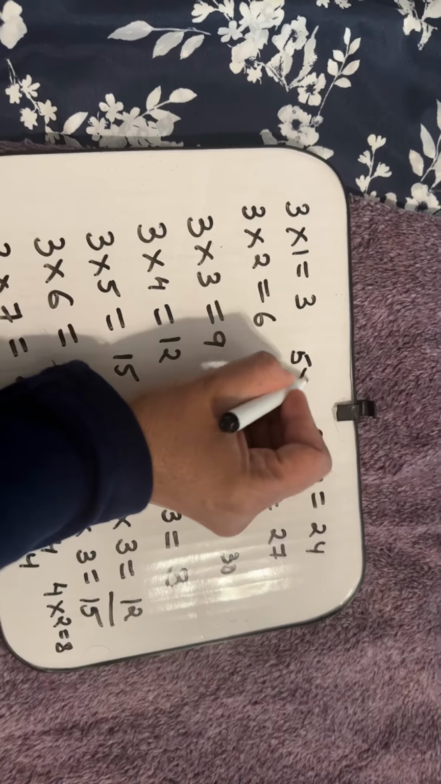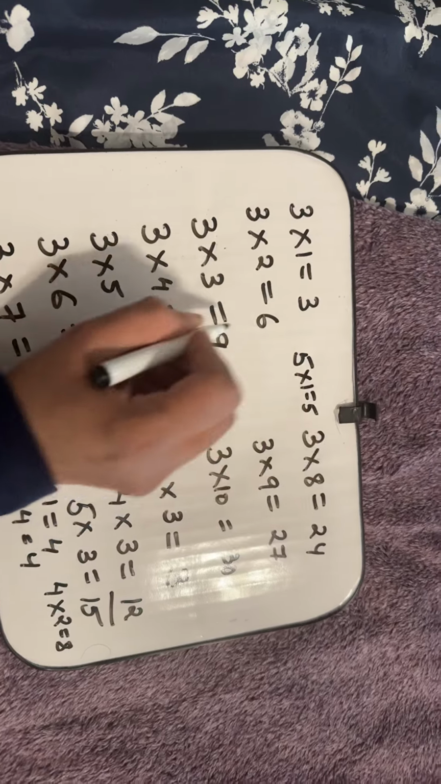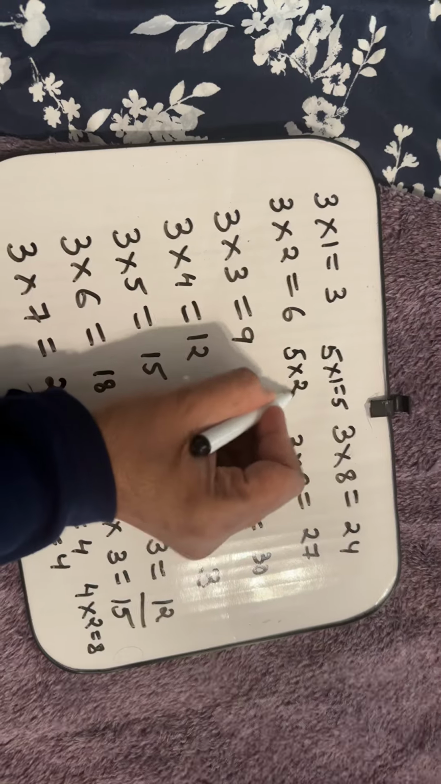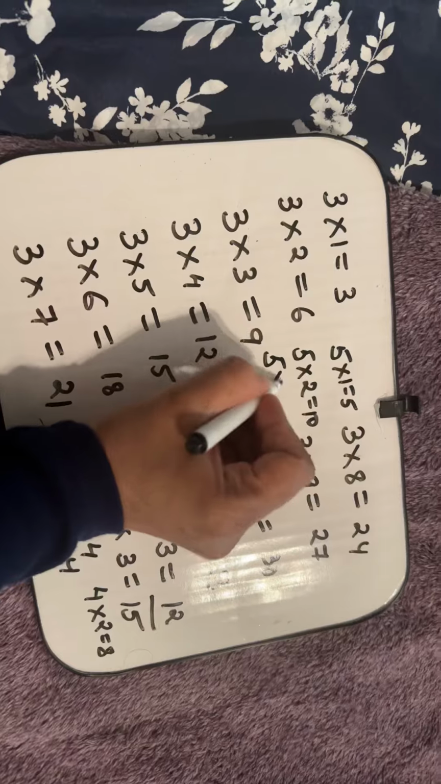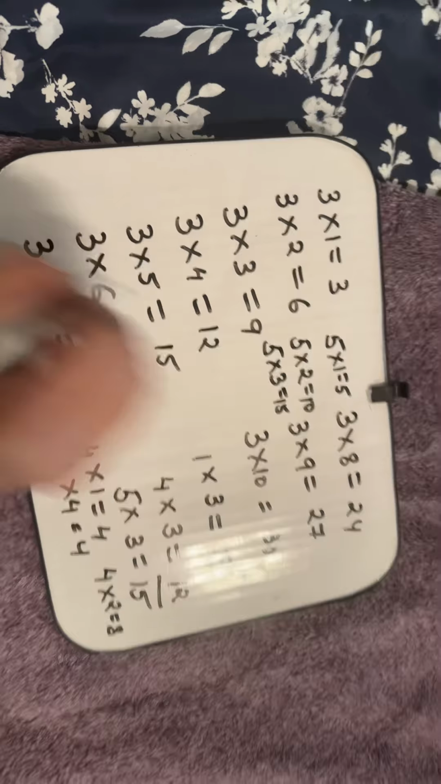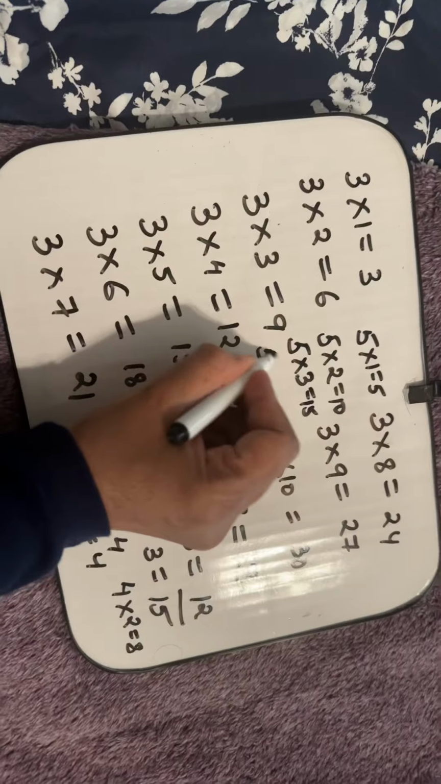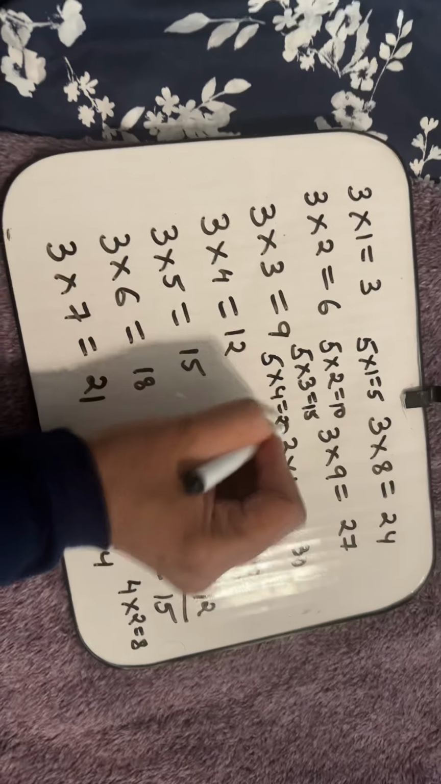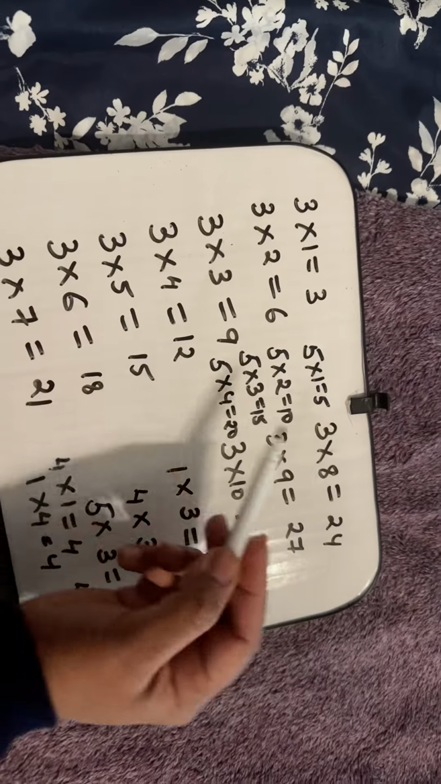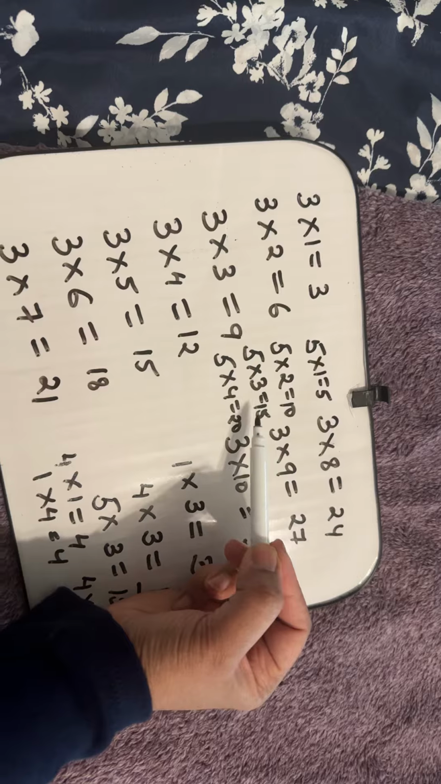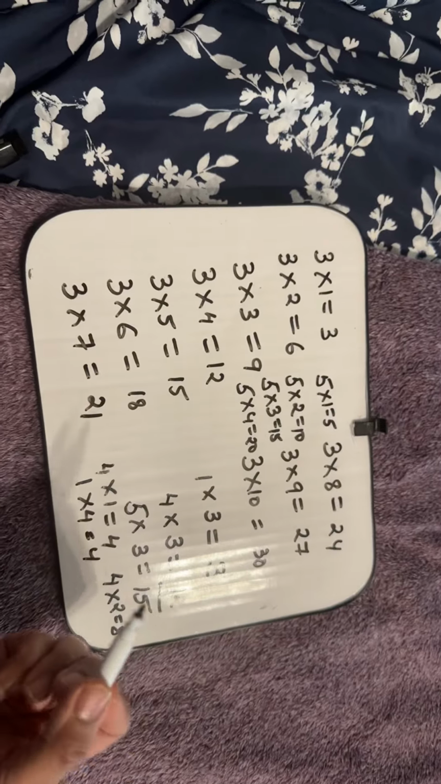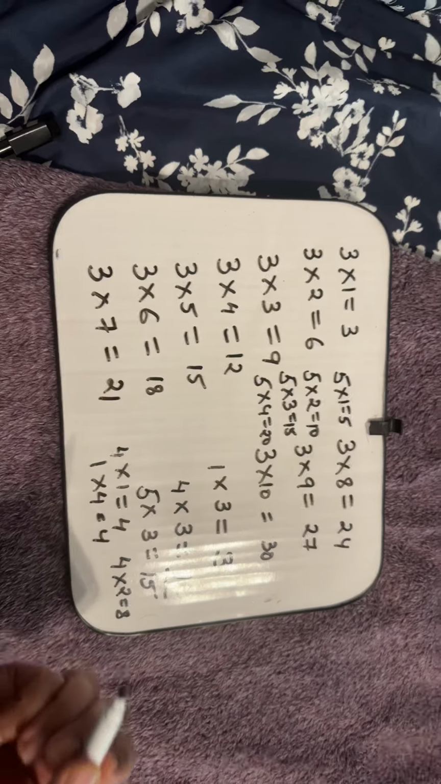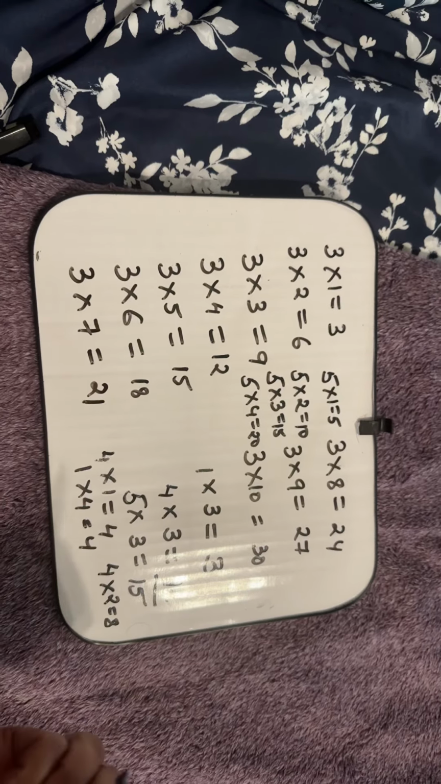So if I go to 5's table, 5 times 1 is equal to 5. 5 times 2 is equal to 10 because 2 times 5 is 10. 5 times 3 is going to be 15. And guess what? 5 times 4 equals 20. So in 5's table, I already know now 5, 10, 15, 20. I already know this, right? So this is an example I wanted to show you guys to memorize the multiplication tables without any mistakes.